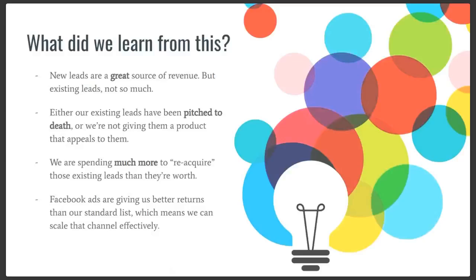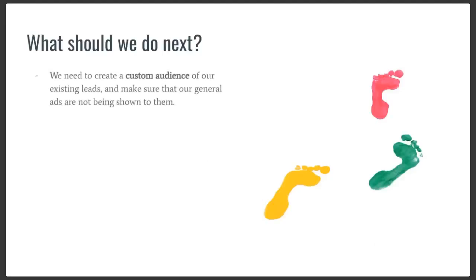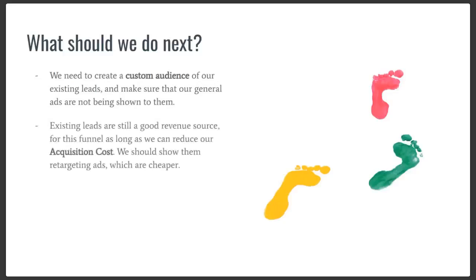So what are we going to do? What should we do next? We need to create a custom audience of our existing leads and make sure that our general ads are not being shown to them, right? Because they are dragging down that value. They increase our cost of acquisition, and they lower the lead value of our cohort. So what we want to do is we want to make sure they're not in that cohort. Existing lead sources are still a good revenue source for this funnel as long as we can reduce our acquisition cost.